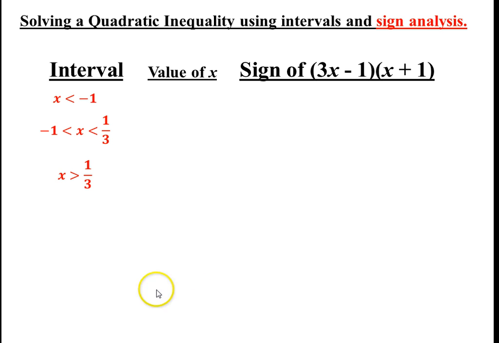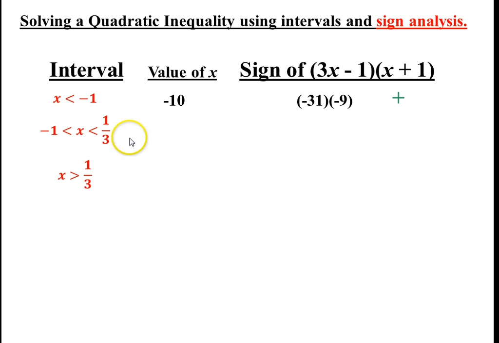We're going to pick a value for x that lies in each interval, so let's pick a value for x that is less than negative 1. So if x is, say, negative 10, that's definitely less than negative 1. Let's plug it into these factors, all right? Or you could plug it back into the original inequality, whatever you like. So if I plug in negative 10 here, I get negative 30 minus 1, or negative 31, times negative 10 plus 1, which is negative 9. Well, that's going to be a negative times a negative, which is a positive sign. And that's all we're worried about.